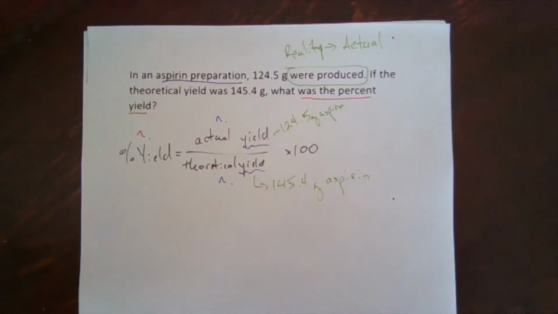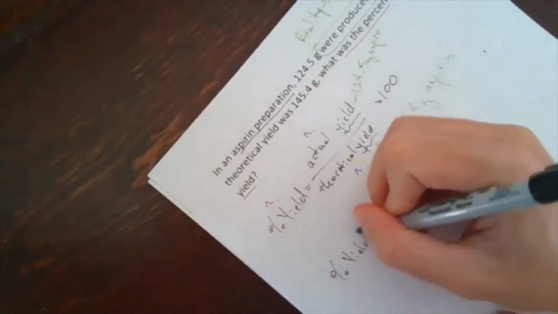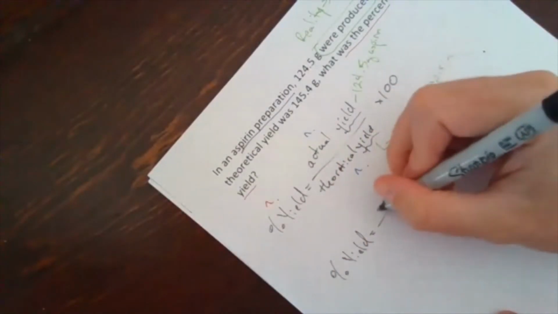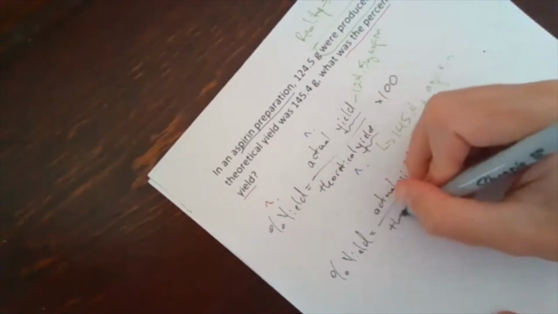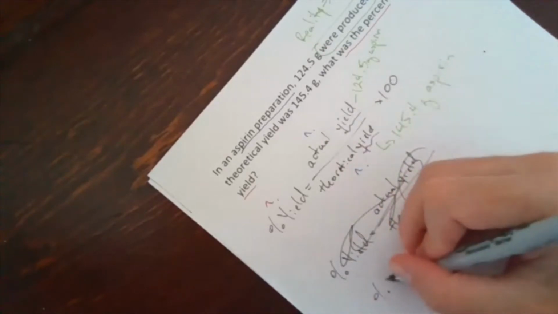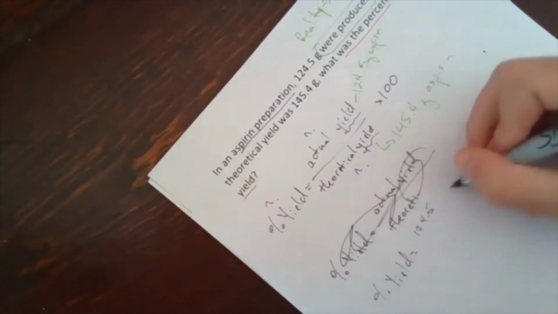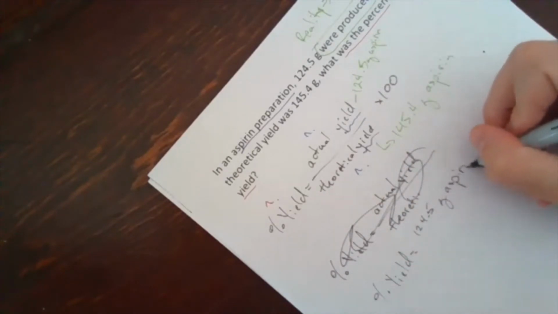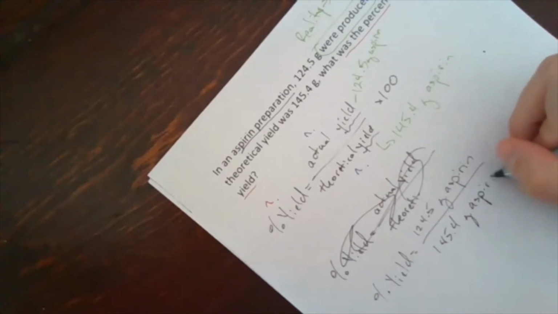So what that means is we can go ahead and plug all that stuff in. Percent yield is equal to actual yield divided by theoretical. Whoa, oopsies, I meant to actually plug them in. Okay, so percent yield is, not just rewriting it, 124.5 grams of aspirin divided by 145.4 grams of aspirin times 100.